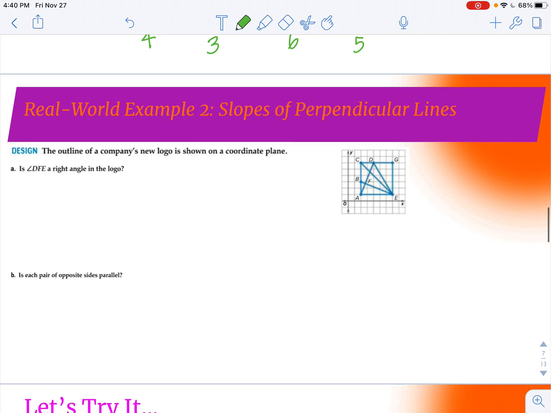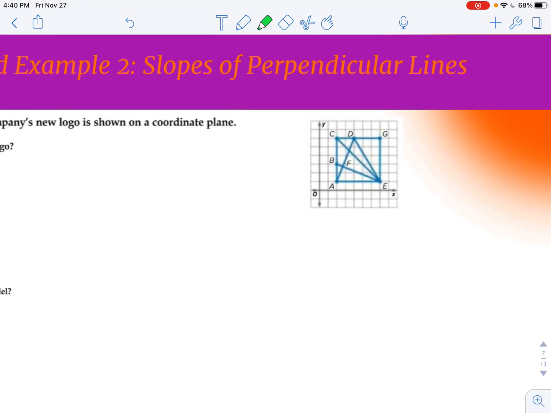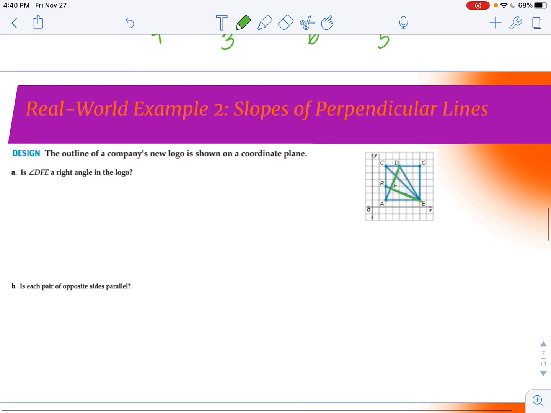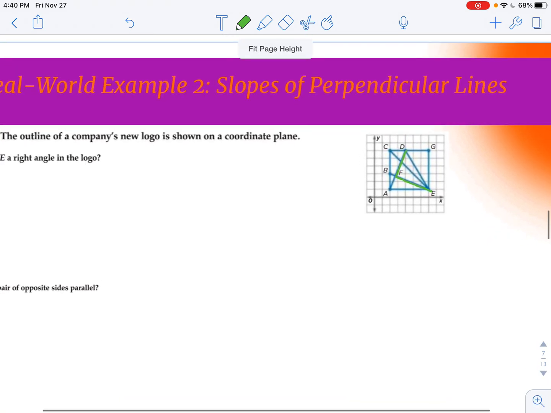It says the outline of a company's new logo is shown on a coordinate plane. Is angle DFE a right angle in the logo? So we want to find DFE. They're asking us, is that a right angle? So we know that if BE and AD are perpendicular, then it will be a right angle.